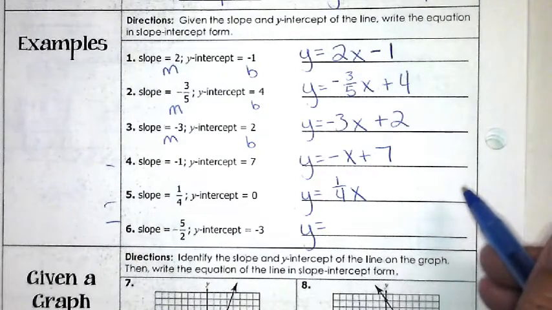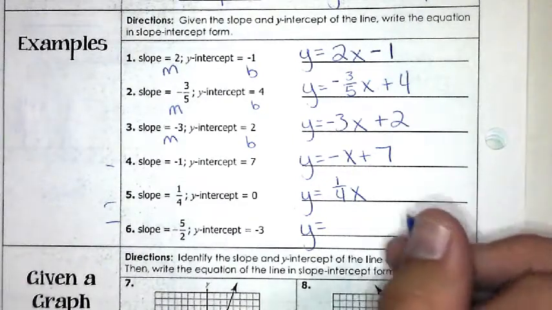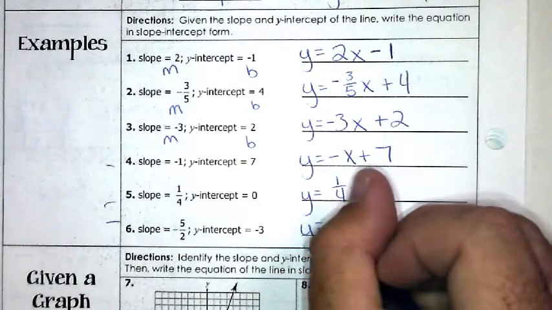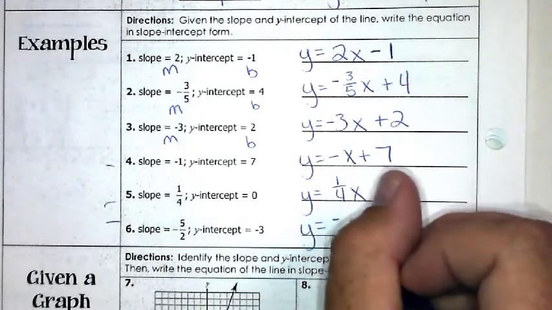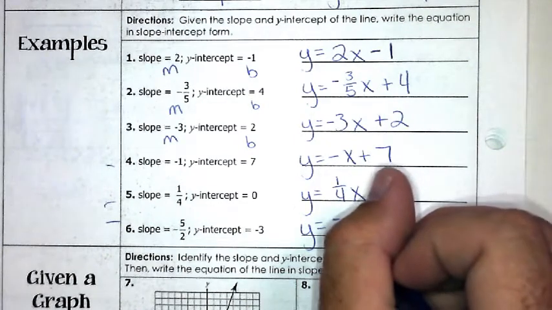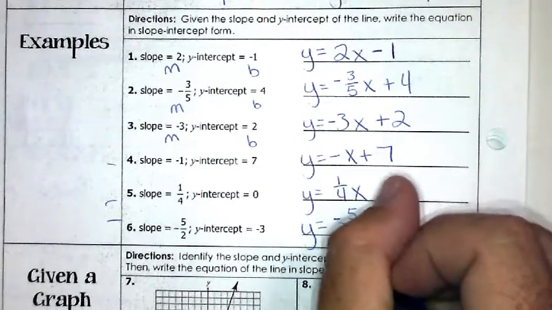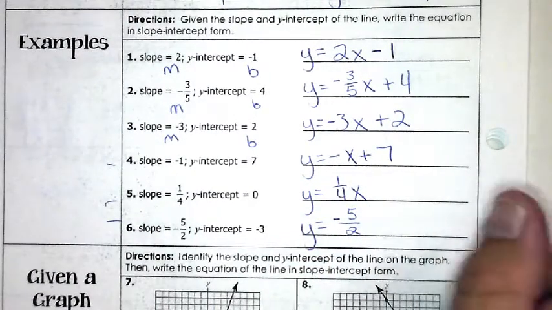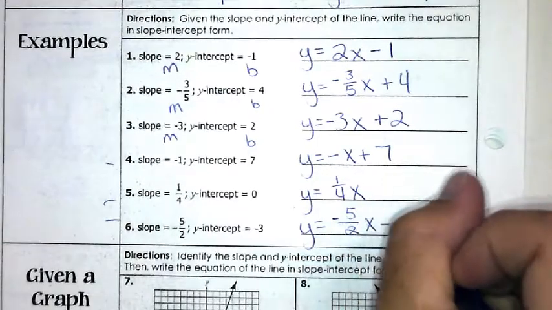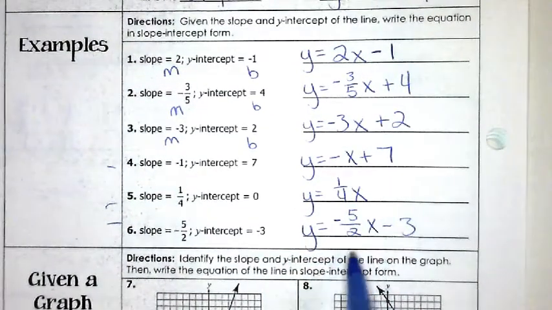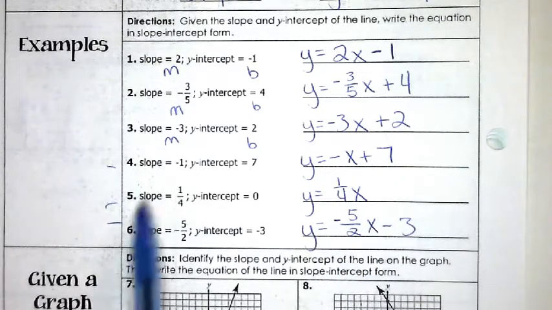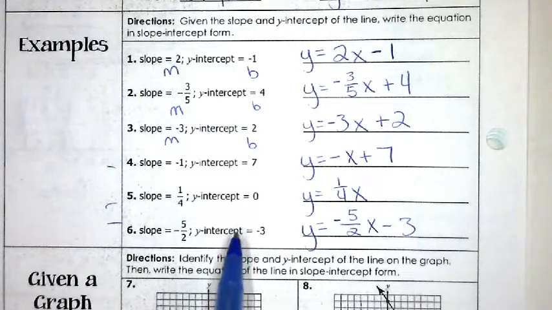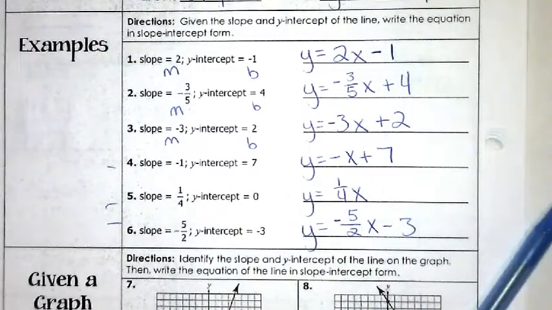Corbin, number 6. Just keep it as -5/2. Improper fractions. Do we need to make them into mixed numbers? No, this is algebra. Keep it improper. Just reduce the fraction, but keep it improper. Okay? That is when you're given slope and y-intercept.